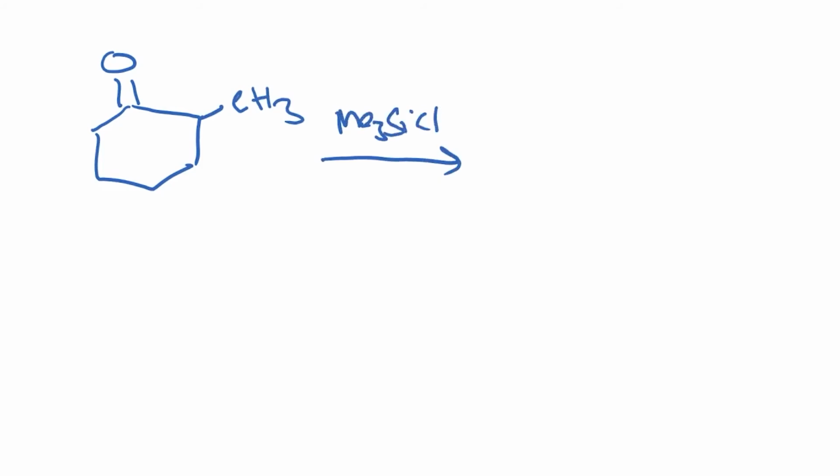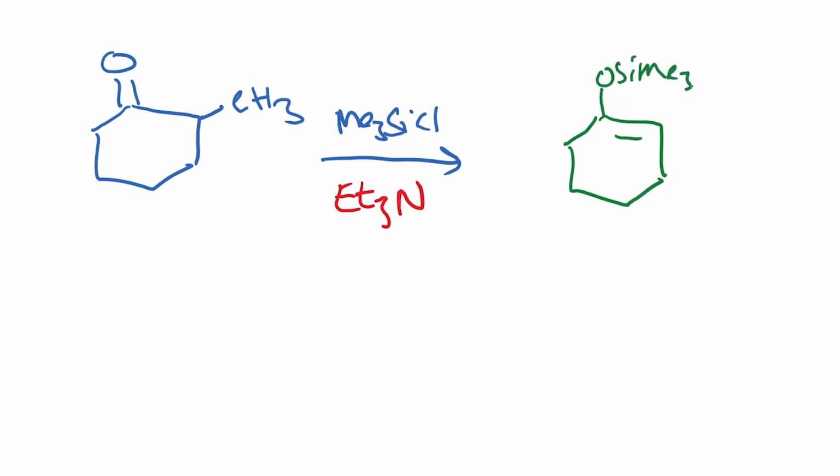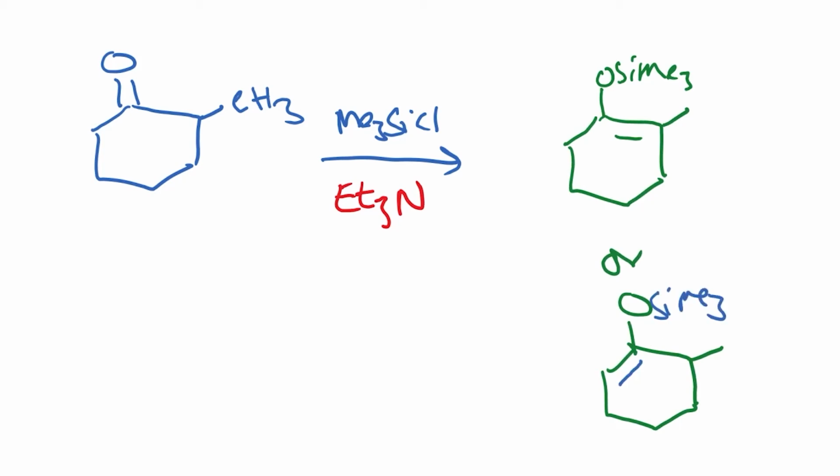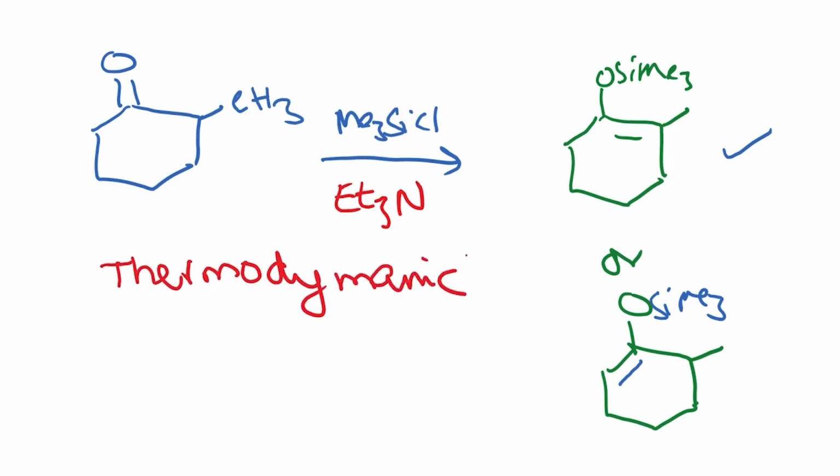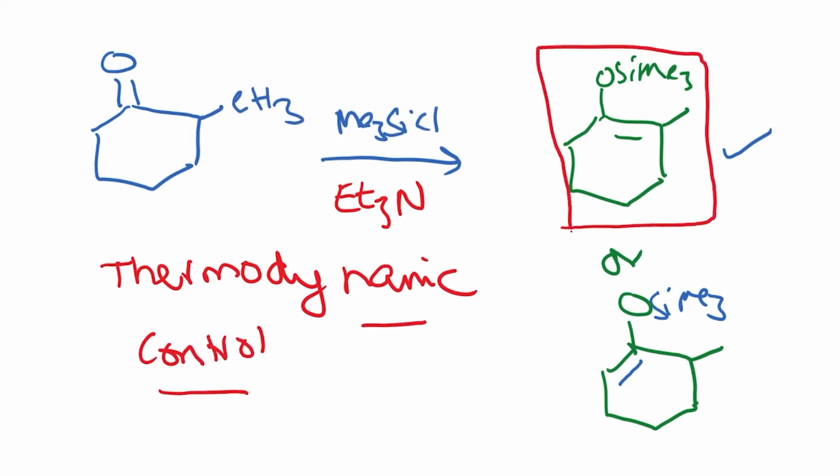with Me3SiCl in the presence of a weak base such as triethylamine, again you have a choice here, and let me just write that out, SiMe3 or CH3. So when we do this kind of a reaction, we observe that the only product that is pretty much formed is this one. Okay, so this is under excellent thermodynamic control, and we exclusively get the formation of this product.